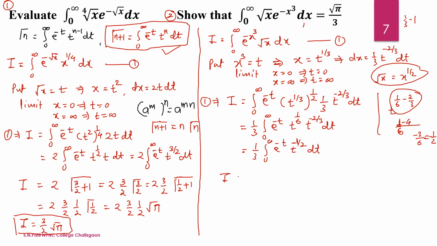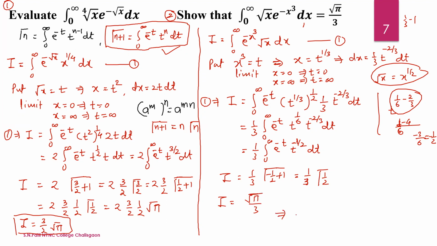Now I is equal to 1/3, and we get the standard form e raised to minus t, t raised to n. Here n is minus 1/2. So the result is gamma of n plus 1, that is gamma of minus 1/2 plus 1, times 1/3. Here minus 1/2 plus 1 is simply gamma of 1/2. And we know gamma of 1/2 is root pi. So we get root pi, divided by 3.